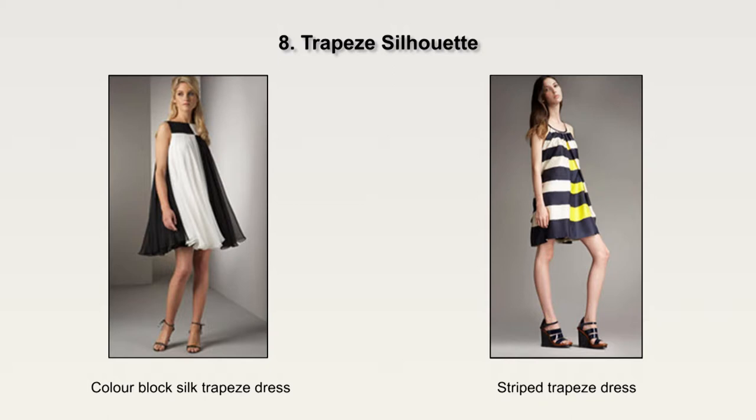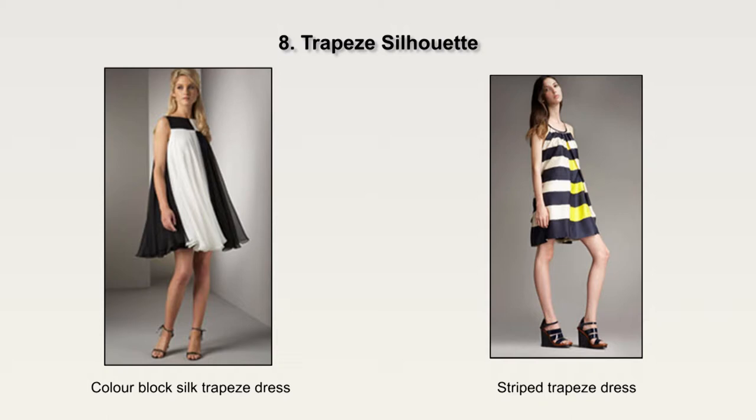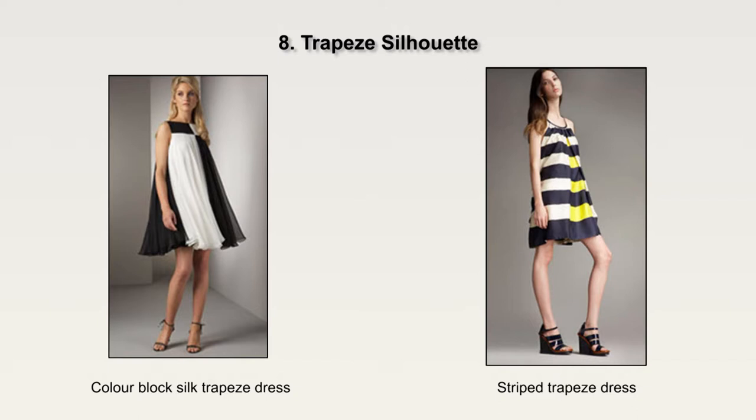Page 34. The picture on the left shows an outfit in trapeze silhouette. It is from Notte by Marchesa, color blocked silk dress. The picture on the right is from Mark by Marc Jacobs. It is a striped trapeze dress.